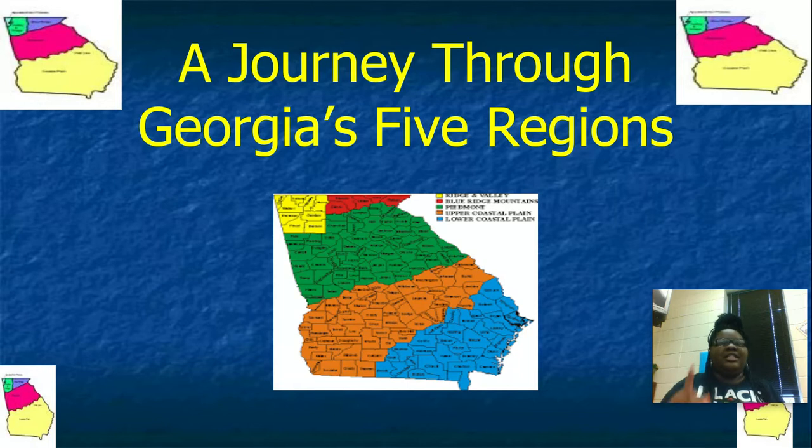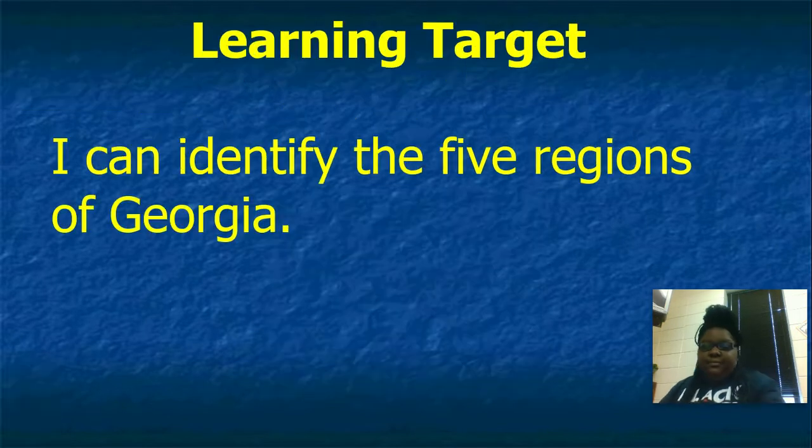about the five regions in Georgia. Don't forget, there are five regions in Georgia. We have the Appalachian Plateau, the Blue Ridge Mountains, the Ridge and Valley, the Piedmont, and the Coastal Plain. Our learning target is I can identify the five regions of Georgia, but today we have a special focus on the Blue Ridge Mountains.